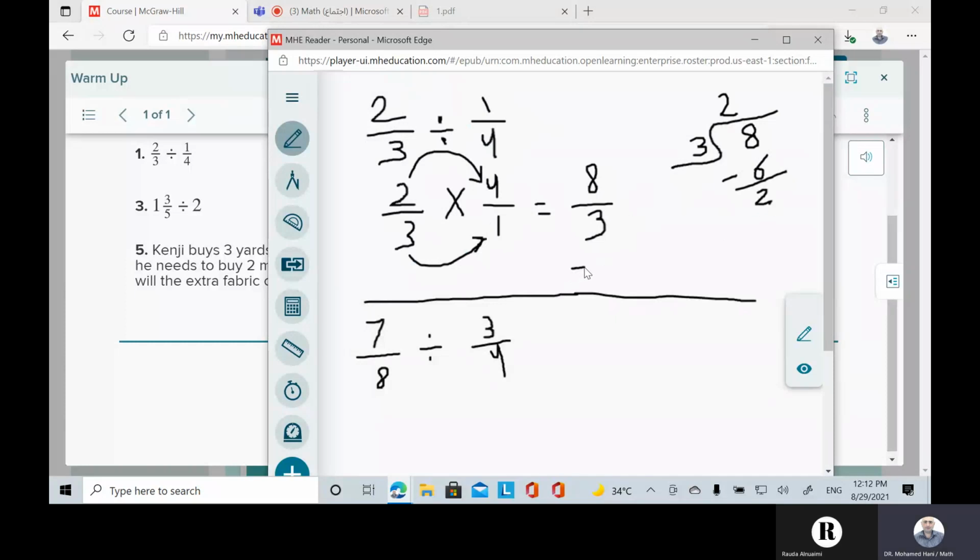So we can write the answer. Take the result, which is the whole number, and the remainder is the numerator. And put here the denominator. This means the answer will be 2 and 2 over 3. The answer will be 2 and 2 over 3. Okay? Write the right solution, and then I will explain the next one.